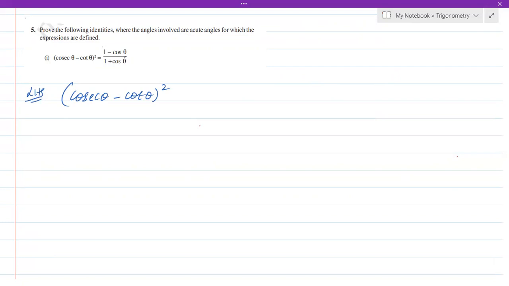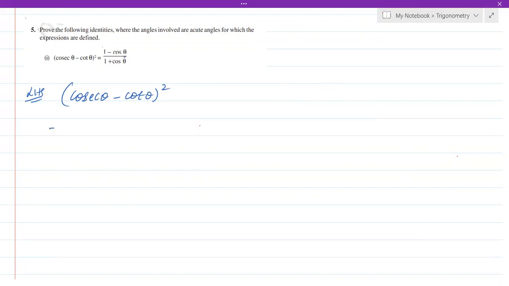Okay. Here, as you can see, it is in the form of a minus b whole square. You can also use the a minus b whole square formula and solve it. Or the better way is, we are going to convert. As you can see, there is no identity. We are going to convert everything into sine theta and cos theta.